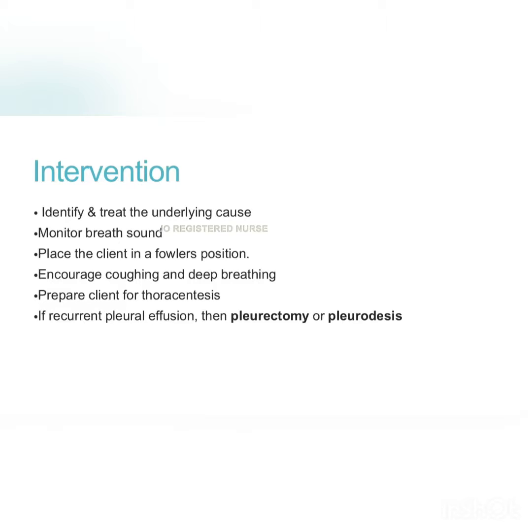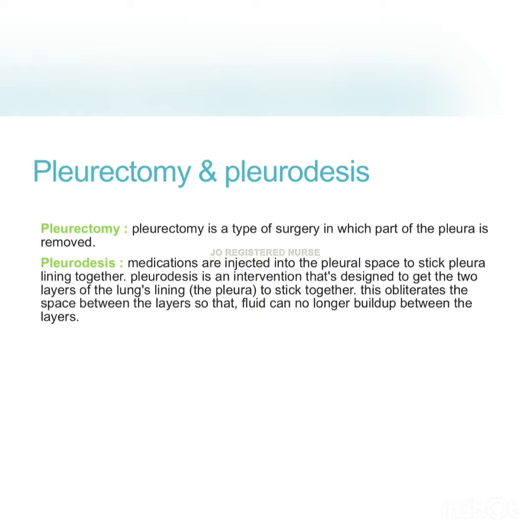What is pleurectomy? Pleurectomy is a type of surgery in which part of the pleura is removed. Next, pleurodesis. In pleurodesis, a medication is injected into the pleural space to stick the pleura lining together. Pleurodesis is an intervention designed to get the two layers of the lung lining, that is the pleura, to stick together. This obliterates the space between the layers so that fluid can no longer build up between them.